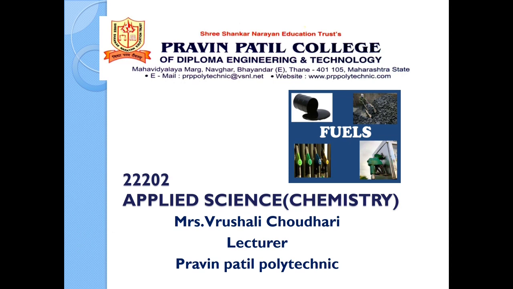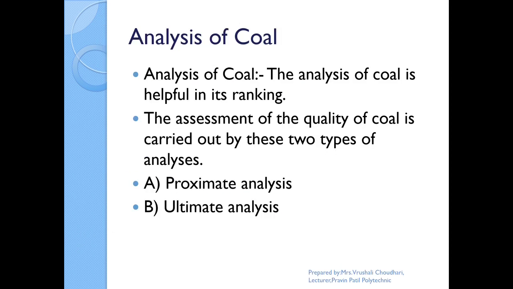But when I say maximum percentage of carbon, how am I going to find it out? For that we are going to perform analysis of coal. Analysis is carried out in two types. One is called proximate analysis and the other is ultimate analysis, to check the quality of coal.